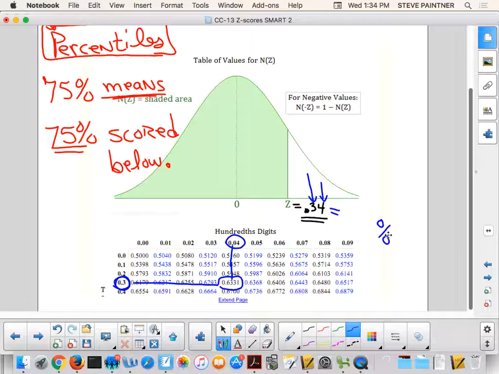63, sorry, 63.31%. So if your z-score is 0.34, you score better than 63% of the population. Okay? And it should kind of make sense because at the halfway mark, that's 50%.